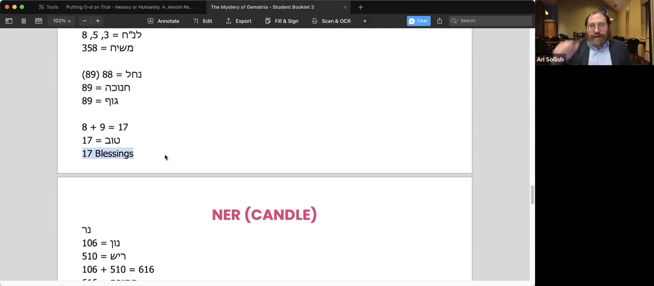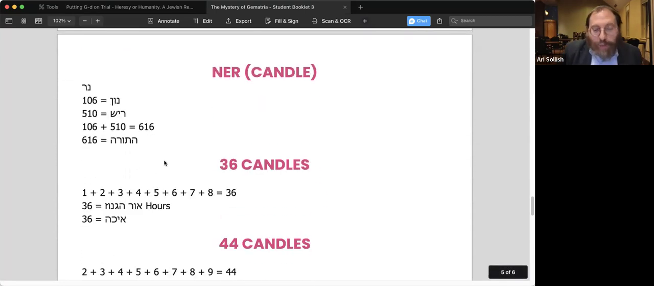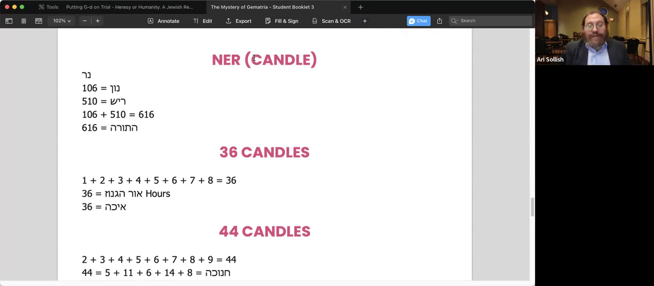17 blessings throughout Hanukkah. 17 is Tov. 17 is also the Mispar Katan Mispari of Hanukkah. You can't get any Tov better than that. But wait, there's more. Look at the word Ner. Ner means candle. Right, on Hanukkah, we light Nerot. Candle is plural, but the singular is Ner.